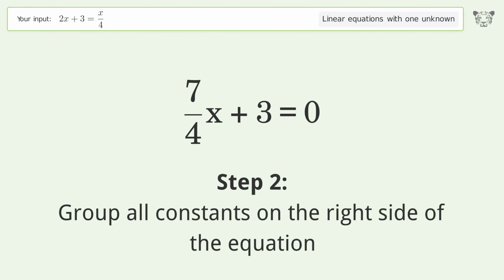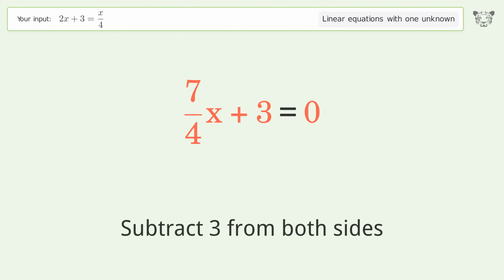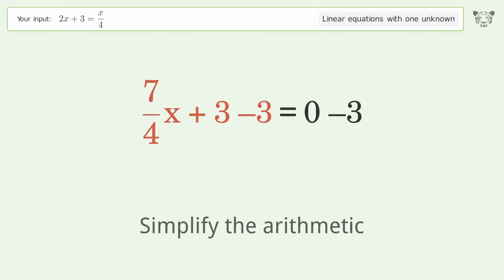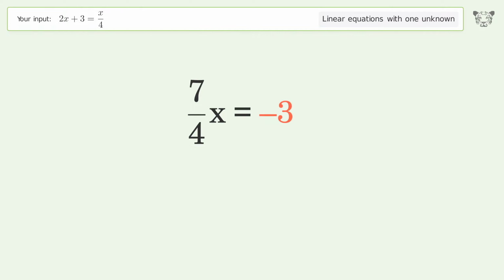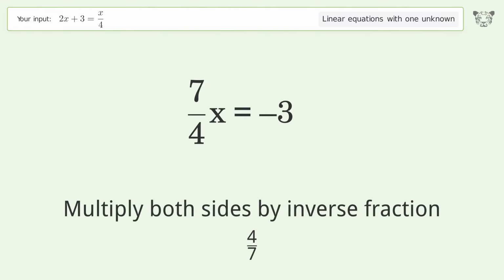Group all constants on the right side of the equation. Subtract 3 from both sides. Simplify the arithmetic. Isolate the m. Multiply both sides by inverse fraction 4/7.